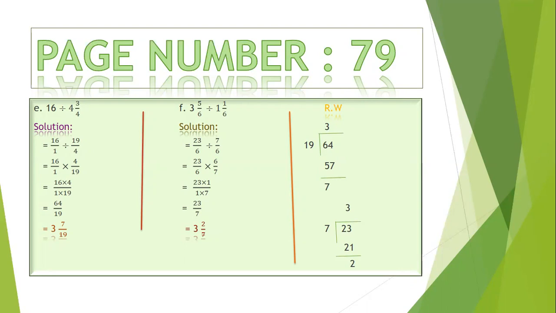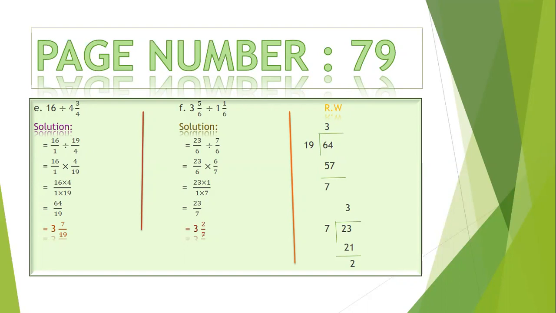Part F. Now both numbers are in mixed form, like we did in part C. Both numbers are in the form of mixed numbers. First you convert them into improper fractions. The first fraction will become 23 over 6 and the other fraction becomes 7 over 6.